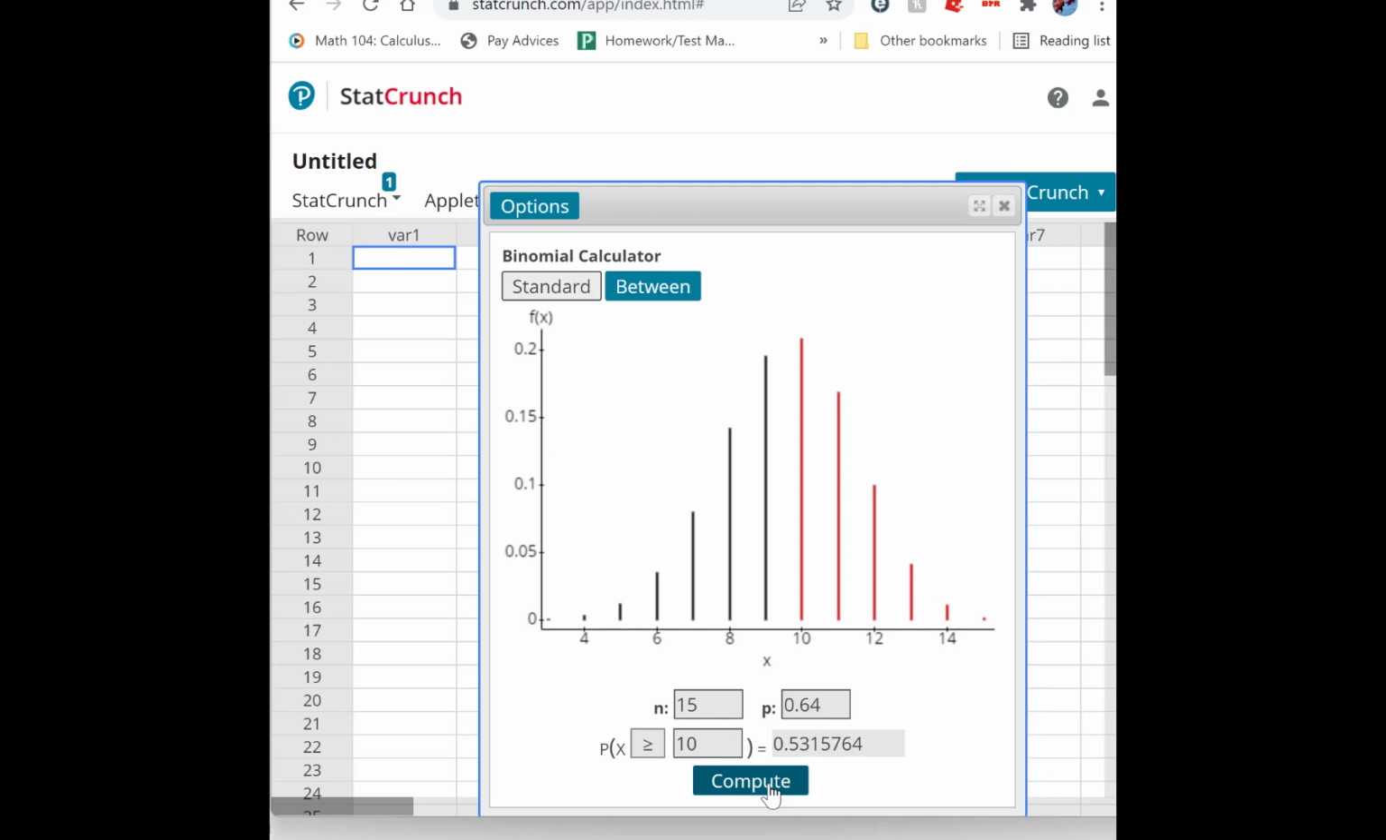And here's the answer, which is 0.5316. Okay, so that's how we can use StatCrunch. All you need to know, guys, is what the at least sign means. At least means greater than or equal to. There is a way to do it using the TI-84, which I'm going to show you next.